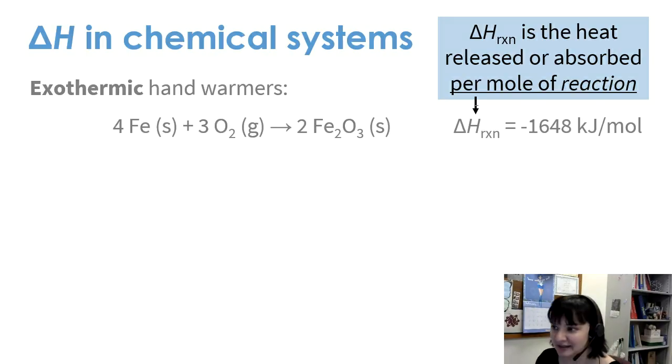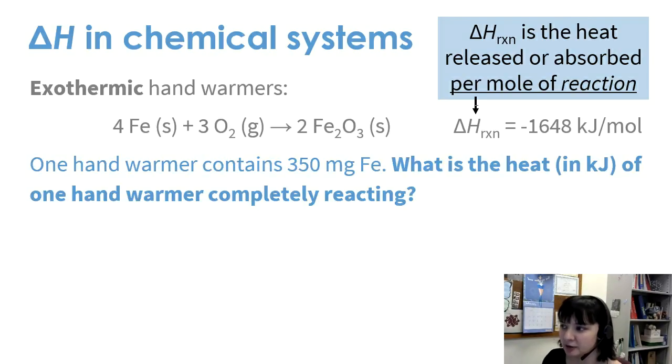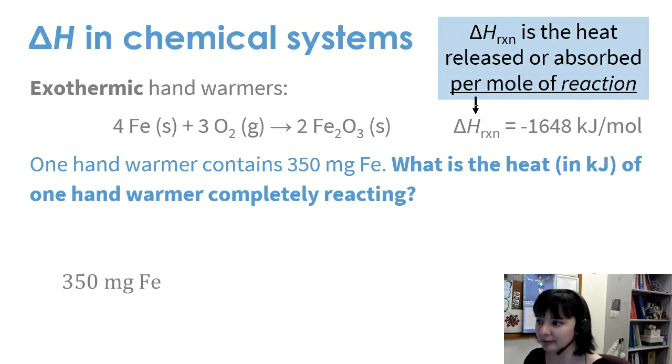But so, applying that back to our earlier question: what is the heat in kilojoules of one hand warmer completely reacting? If I set this up as a conversion factor problem, I'm beginning with 350 milligrams of iron, and I want to turn that into kilojoules. So I would set up my conversion factors like so.